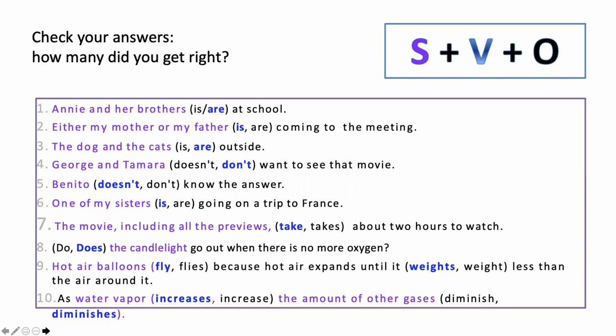The dogs and cats are outside. George and Tamara don't want to see that movie. So there should be a coincidence, an agreement between the subject and the verb. You can pause the video to check the examples.